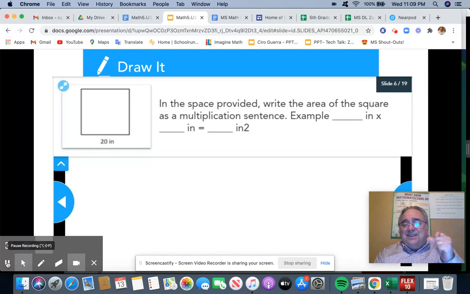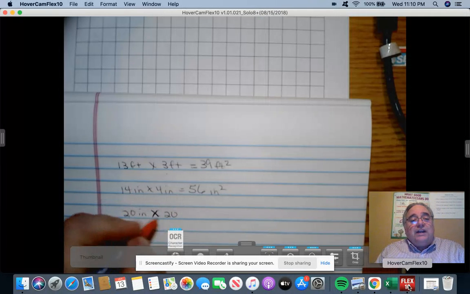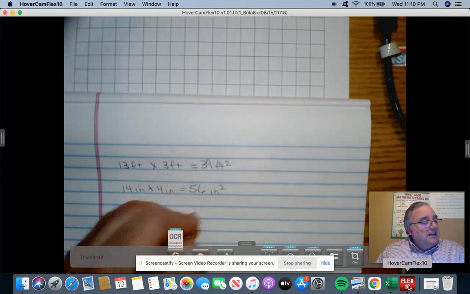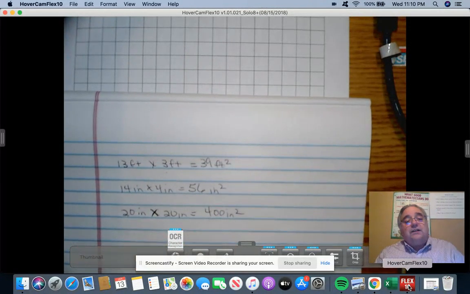Oh, thank you. I had forgotten about that. I really appreciate you all letting me know that this is a square, which means that all sides are equal. So if I see one 20-inch, that means the other one's 20-inch also. So now that I know that it's equal, 20 inches times 20 inches gives me 400 inches squared. So those should be the answers there.